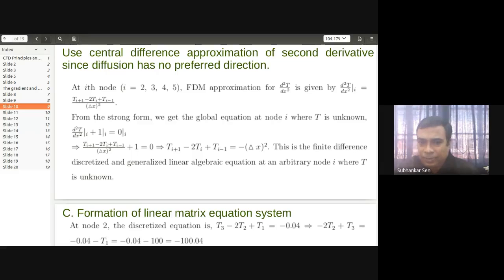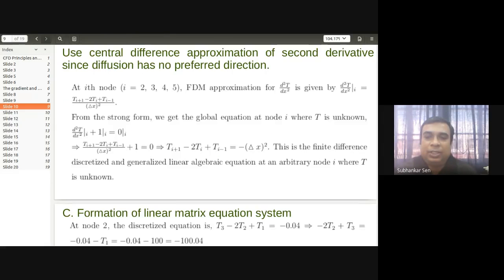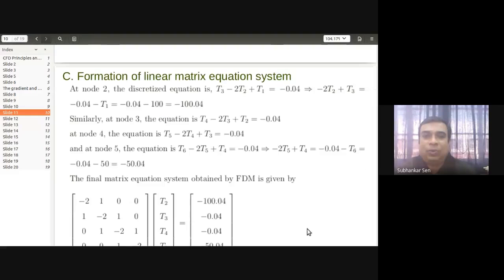So this is the generic equation where we have to put the values of I from 2 to 5. We can put I equals to 2, I equals to 3, 4, and 5. We shall get a system of equations, and these equations are known as the coupled equations or the simultaneous equations. Okay. So we need 4 equations, and we have 4 unknowns, T2, T3, T4, T5. So how many unknowns you have, those many equations you have to generate. Then only you will have a consistent solution. The equation system will be consistent.